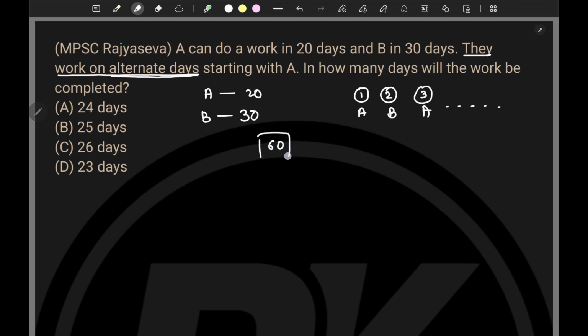So it is 60, and hence A will complete how much portion of work in one day? That will be equal to 60 divided by 20, so 3 portions of the work in one day, and B will complete 2 portions of the work in one day. So A is completing 3 portions of the work, again on the second day B is completing 2 portions of the work, again on the third day A is completing 3 portions of the work, and so on. And this way they are asking in how many days the work will be completed.